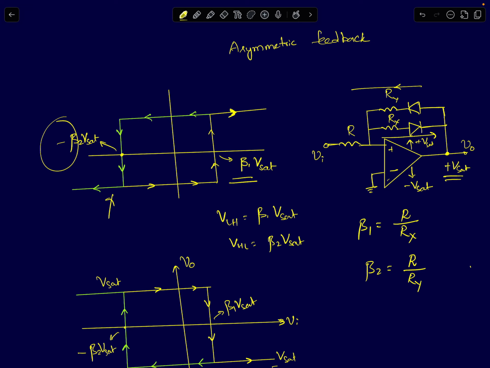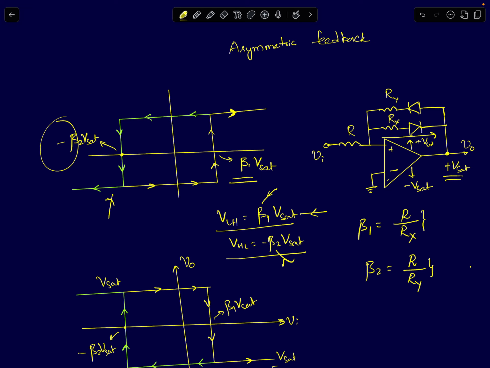The threshold voltages are given by: low to high threshold voltage is plus beta 1 Vsat, and high to low threshold voltage is minus beta 2 times Vsat. Here we have two independent feedback factors. For the two different threshold voltages, the feedback factors are different. Therefore you now have two design variables to tweak, beta 1 and beta 2. Again, you just have to set the ratio of the resistors. The absolute resistance values don't matter here, as long as they are within the current rating of the diode and the comparator, you should be fine.